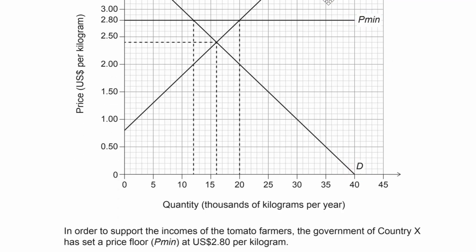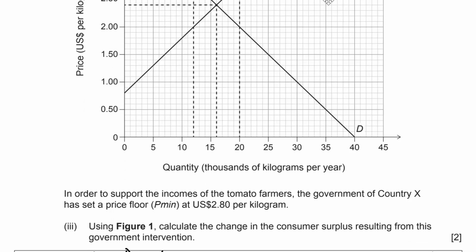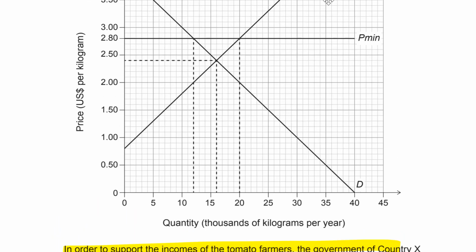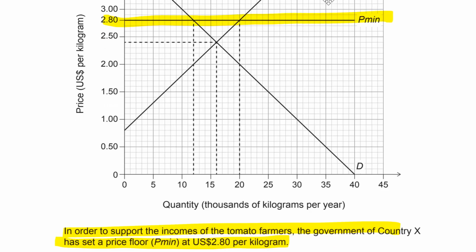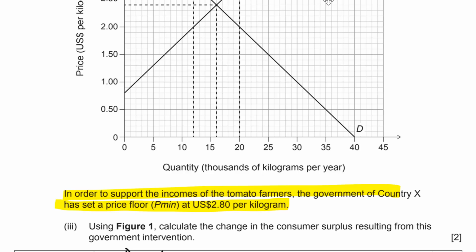Now, down here, in order to support the incomes of the tomato farmers, the government of country X has set a price floor, P min, at $2.80 per kilogram. So that's this thing over here. That's the price floor, the price control. Great. Okay, what do we have to do? Well, using figure 1, calculate the change in consumer surplus resulting from this government intervention, right?